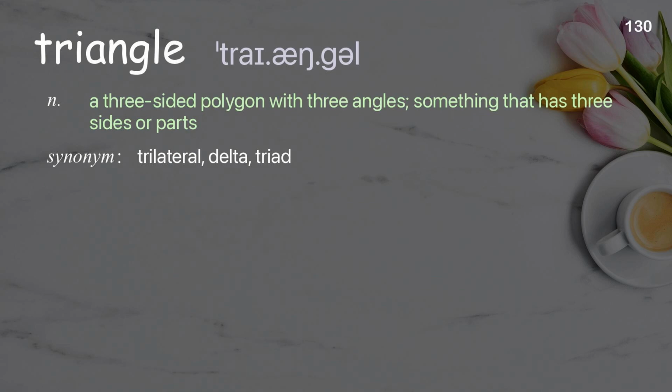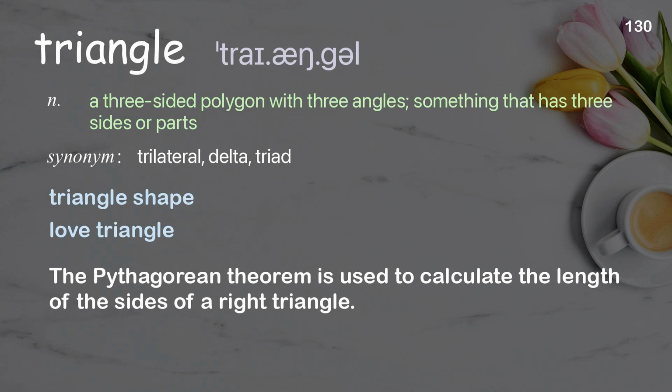Triangle. A three-sided polygon with three angles, something that has three sides or parts. Examples: Triangle shape. Love triangle. The Pythagorean theorem is used to calculate the length of the sides of a right triangle.